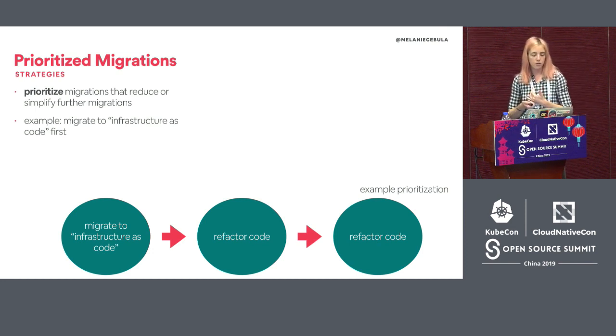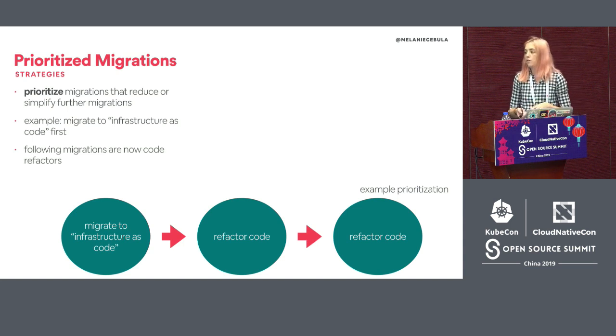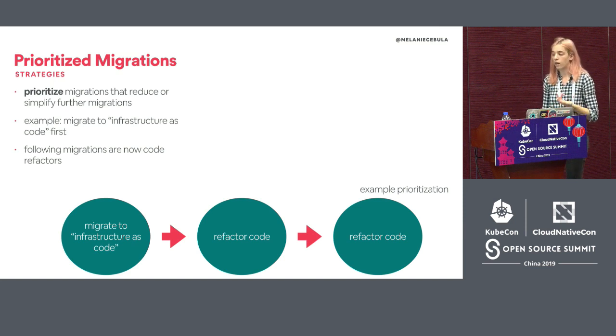Infrastructure as code could be Kubernetes, Terraform, Puppet, Chef, anything like this is better than not storing it as code. And once you do that, your migrations can be code refactors. Once you have code refactors, you can build tooling to automate it. That's really useful. If you decide to migrate a bunch of infrastructure before doing this one, a lot of that's going to be very manual migrations. You can't automate them as easily. So this is one of the biggest things you can do: try to prioritize them.